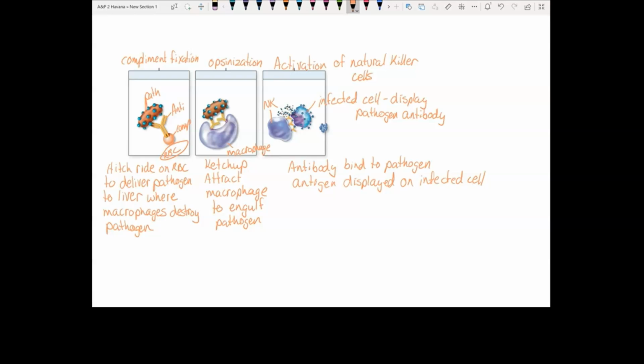Natural killer cells see these antibodies attached to the infected cell, and they know that that's an infected cell that they should kill. So this is a signal to the natural killer cell, and it will secrete perforin and granzyme, and you'll get apoptosis, which, remember, traps the infection inside.